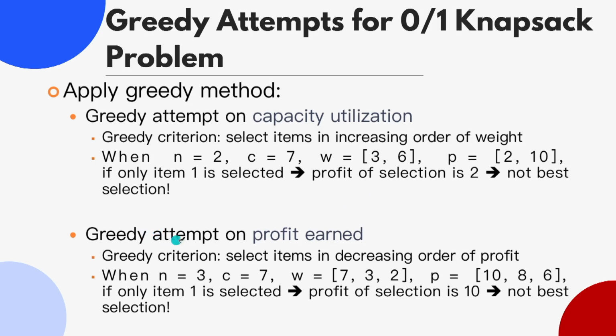If we make a greedy attempt on profit earned, then we have to select the items in decreasing order of profit.